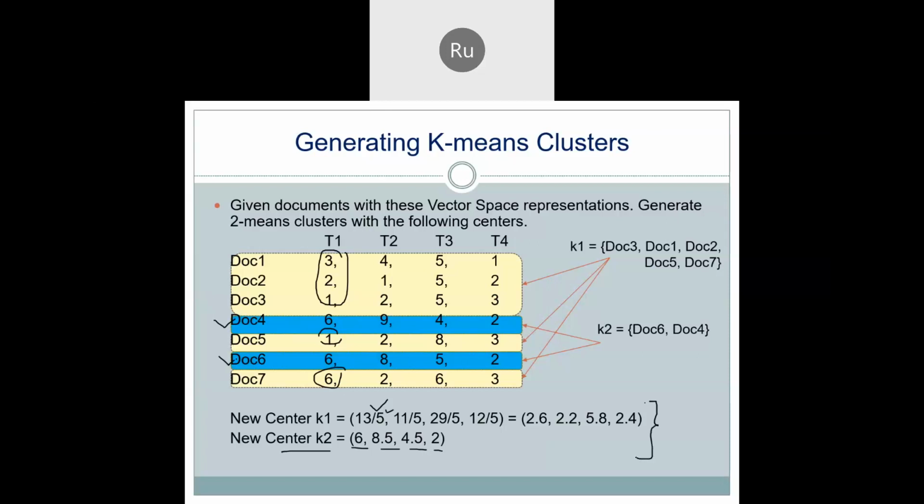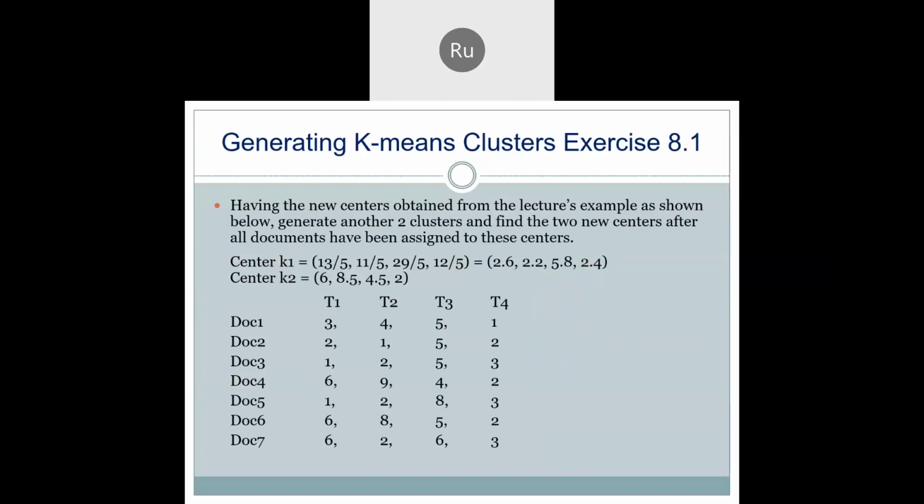So you will repeat again. Having these new centers K1 and K2, we repeat for document 1, 2, 3, 4, 5, 6, 7, and assign them to the nearest center. You will repeat this process until there is no change of membership of the clusters. The membership is still the same, so you will stop.